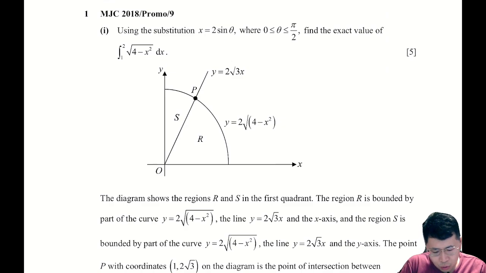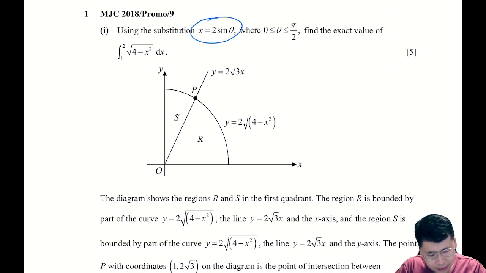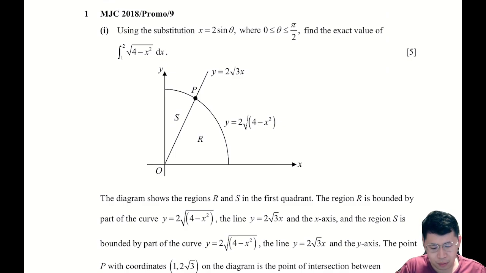Part 1: using the substitution x equals to 2 sine theta, find the exact value of the integral from 1 to 2 of square root of 4 minus x squared dx. So let's write this down somewhere.